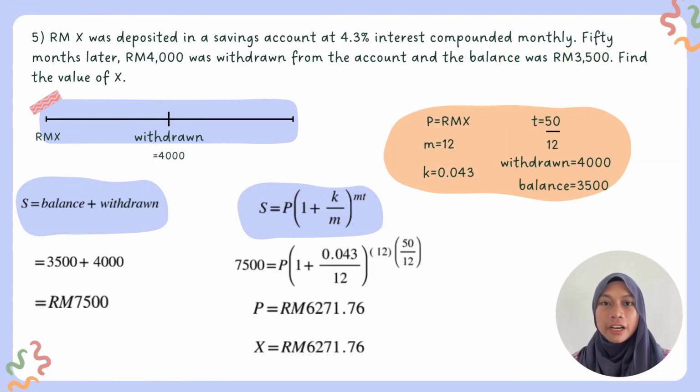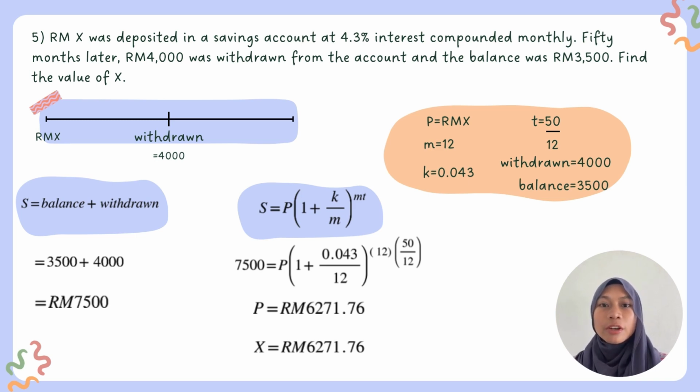Lastly, question 5. RMX was deposited in a savings account at 4.3% interest compounded monthly. 15 months later, 4,000 was withdrawn from the account and the balance was 3,500. Find the value of X.